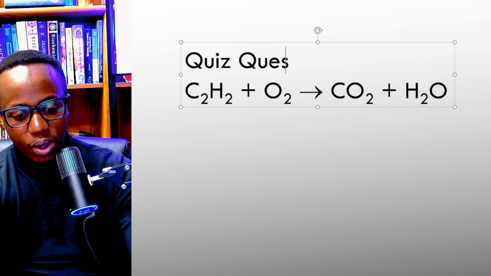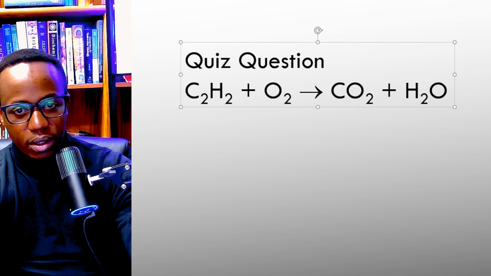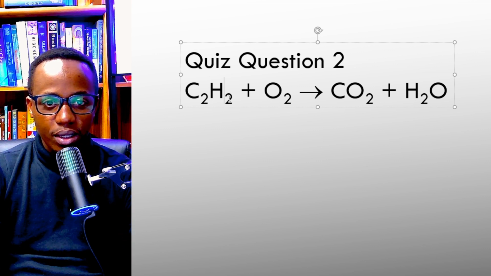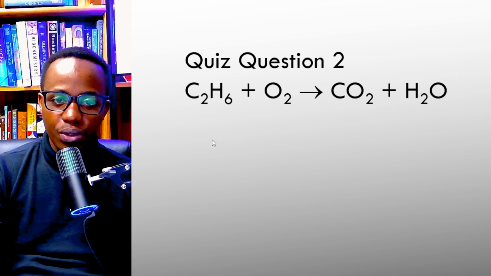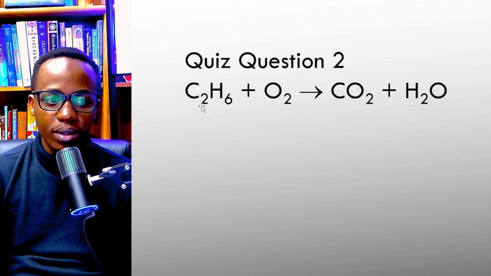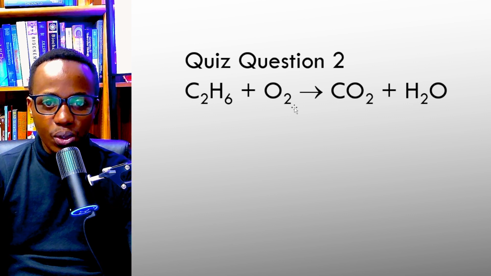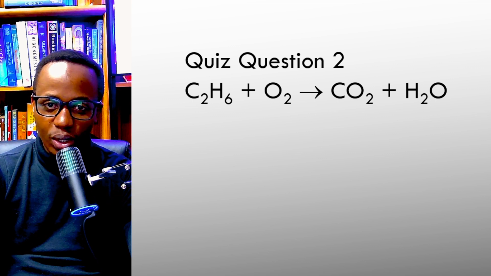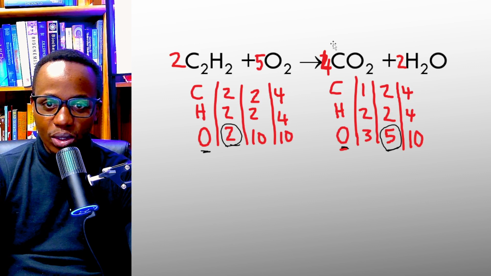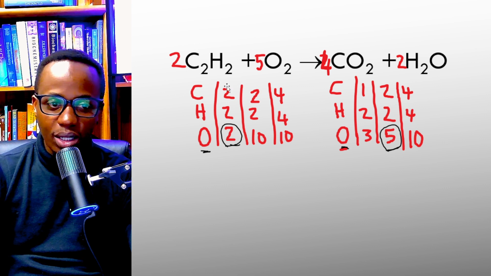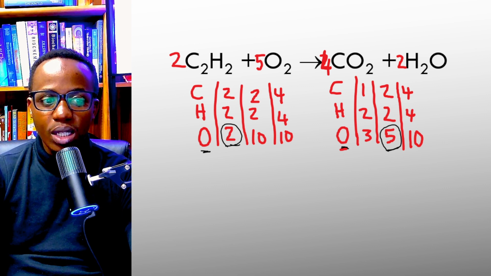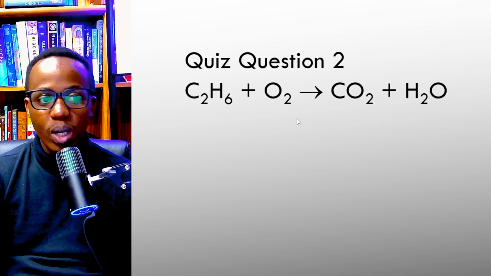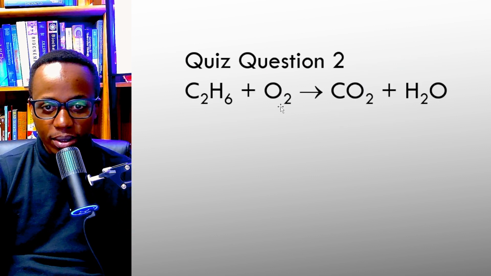So quiz question number 2 is C2H6. Okay, instead of C2H2, it's C2H6. So C2H6 plus O2, and also it always gives you CO2 plus H2O, but as you can see, this is not balanced. So use the techniques that we just used in this one. The step-by-step process, the cross multiplication and all that stuff, use it to balance this and make sure that it is balanced.